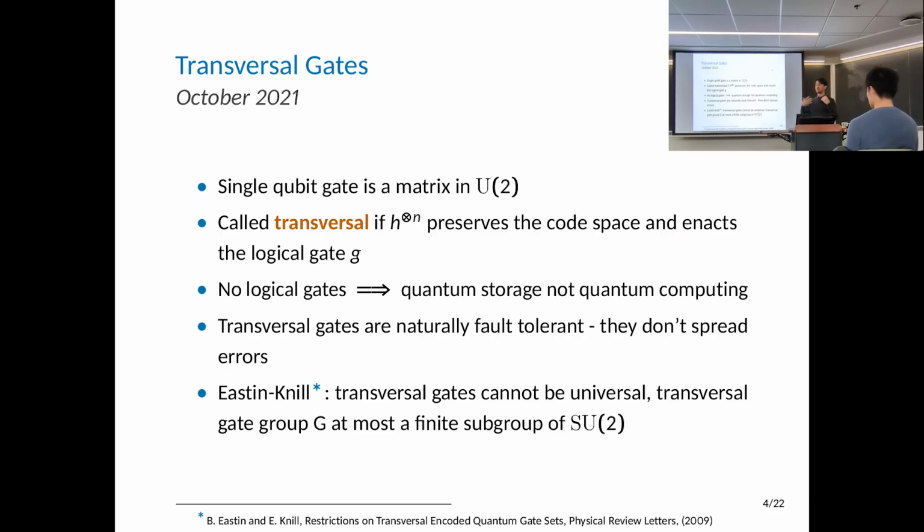And some of the first things that I learned that kind of set me on this path: I learned about transversal gates. A transversal gate is basically when you act on each physical qubit separately in a way that preserves the code space and maybe enacts some logical gate.